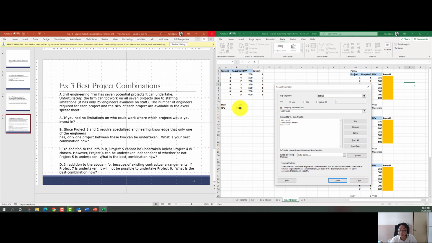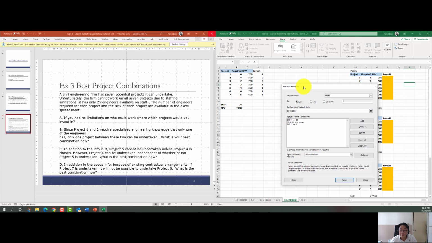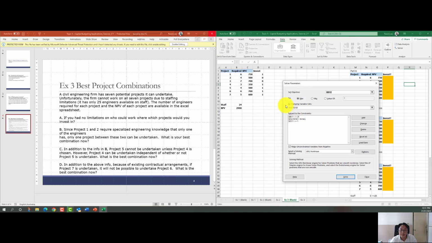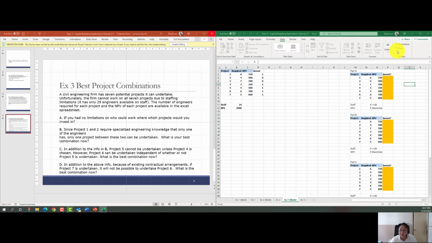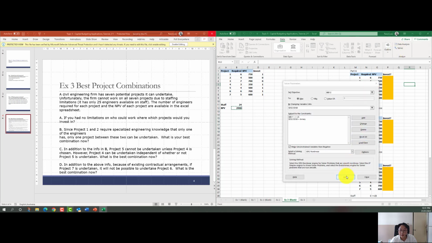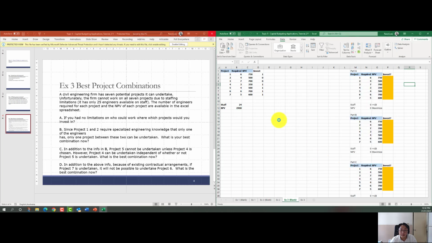We're going to maximize D12, which is the NPV, by changing variables D2 to D8, and subject to constraints that D2 to D8 would be binary, and that B11 must be less than or equal to 25. And we just remove this because this is not relevant. Okay, there we go. Now we solve it.